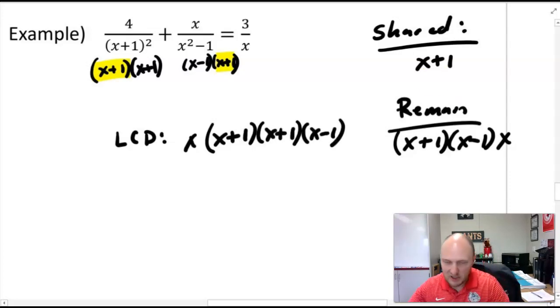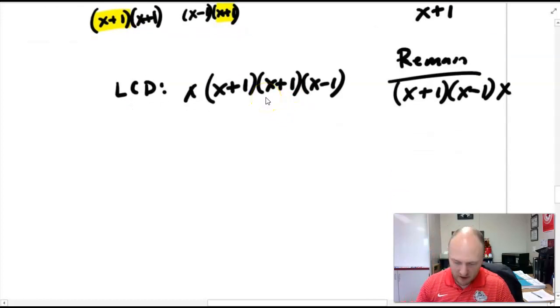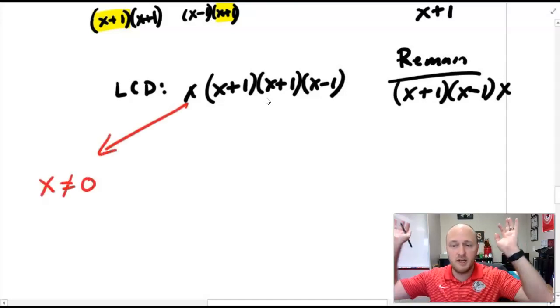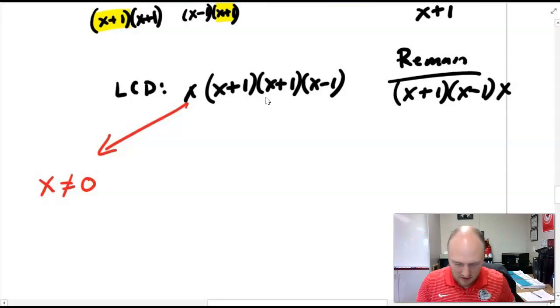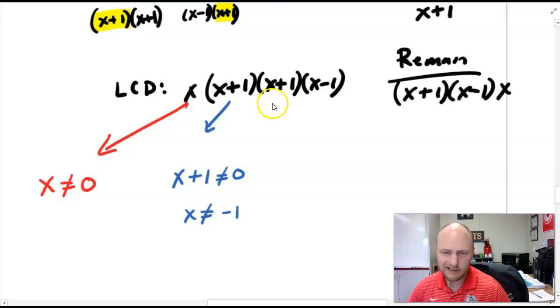Okay, so here's what we're going to do. We're going to set each of these equal to 0 and see what makes them 0. Let me start with x right here. x cannot equal 0. Go ahead and solve. Done. That was easy. I didn't have to do anything, it was already done for me. Okay, x plus 1 cannot equal 0. Solve. x cannot equal negative 1.